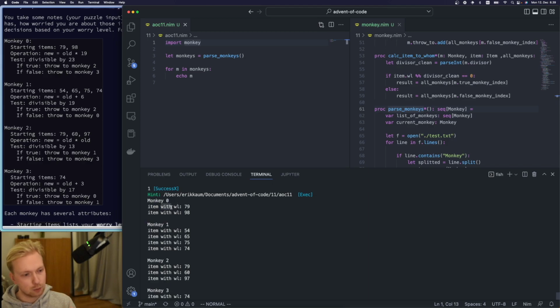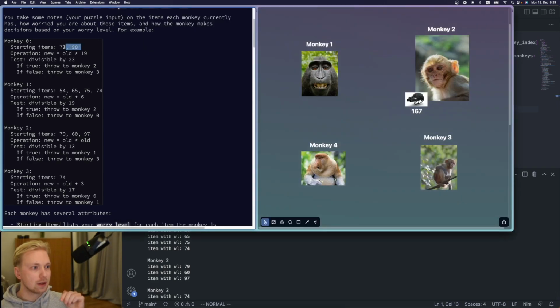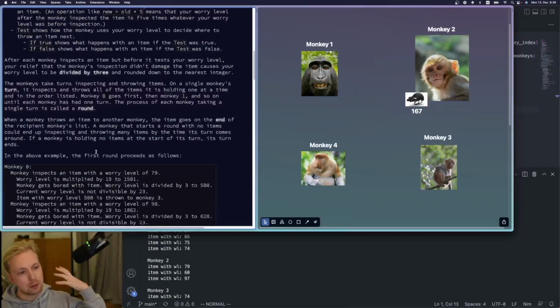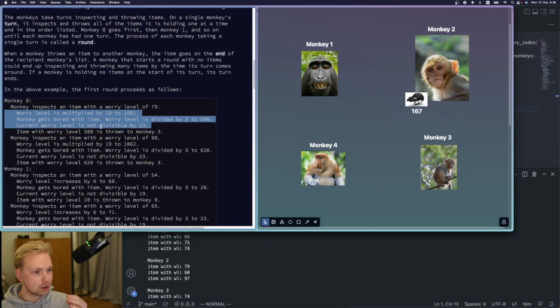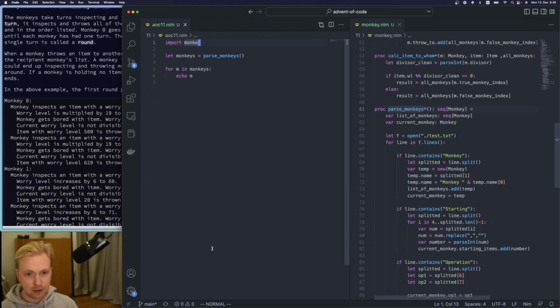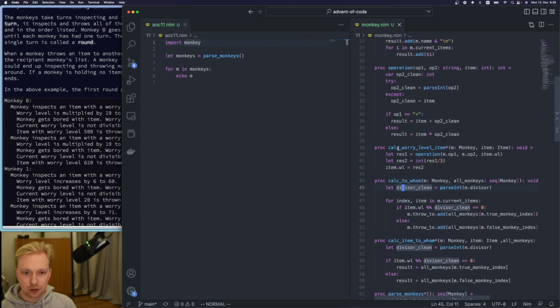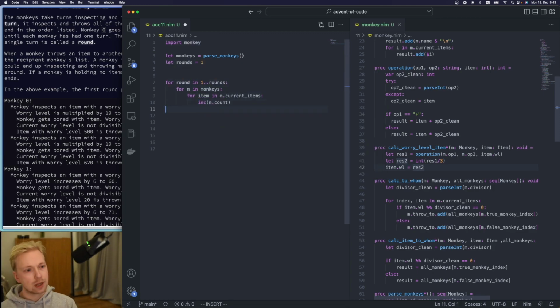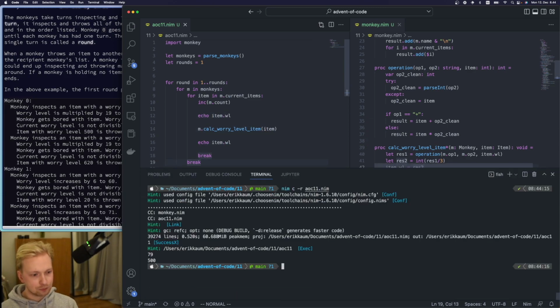So monkey 0 has an item with worry level 79, and these are the worry levels. Only when the game starts do we calculate the additional stuff on the worry levels, and we're going to do that with the function calc worry level item. This is going to do all of that for us, and I found this to be the smartest way to do it. So let's implement the game now. Let's see what happens. Now you can see the magic happening.